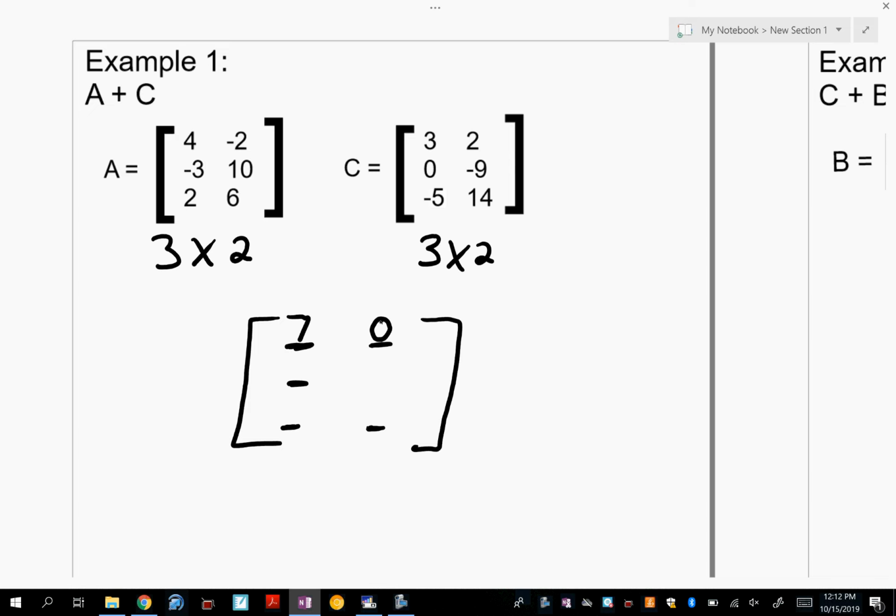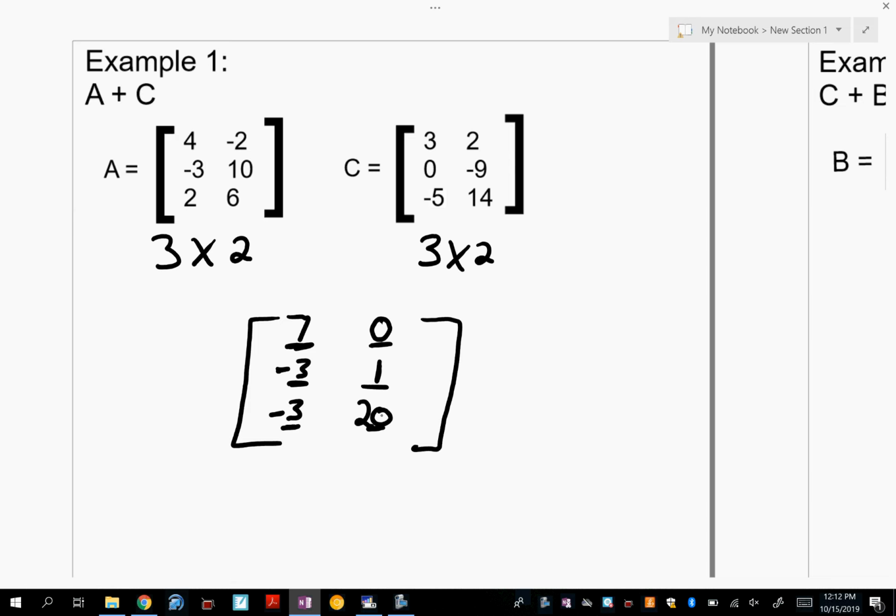I'm going to go a little faster. Negative 3 plus 0 is negative 3. 10 plus negative 9 is positive 1. 2 plus negative 5 is negative 3. And finally, 6 plus 14 is 20. And you've just added those matrices together.